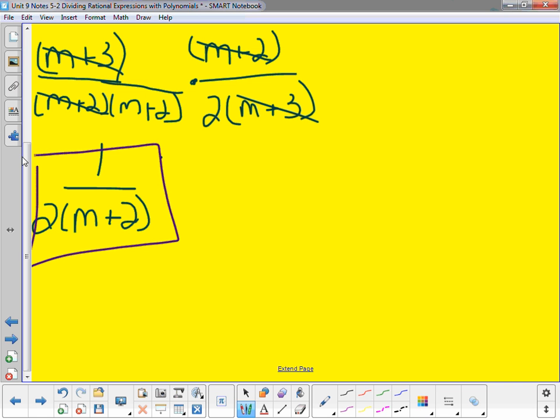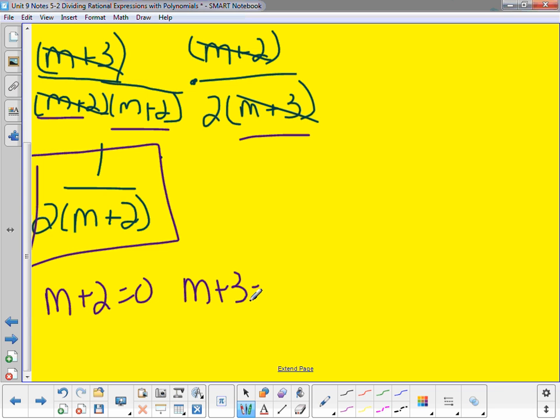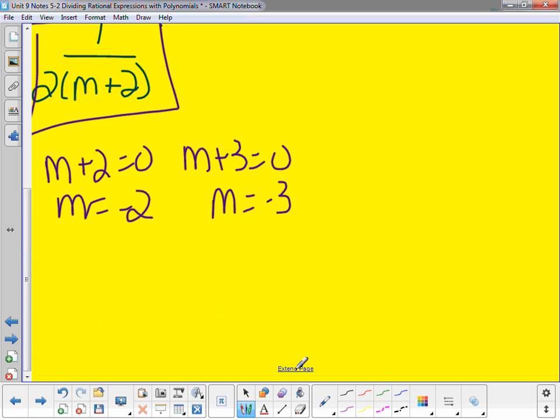Here's my simplified version. Now for my excluded values, each of those need to be set equal to 0. Well, we don't need to take m plus 2 and set it equal to 0 twice. Okay, so we're just going to do m plus 2 is equal to 0, as well as m plus 3 is equal to 0. So then we get that m is equal to negative 2, and m is equal to negative 3. So our excluded values are that m cannot be negative 2 or negative 3.